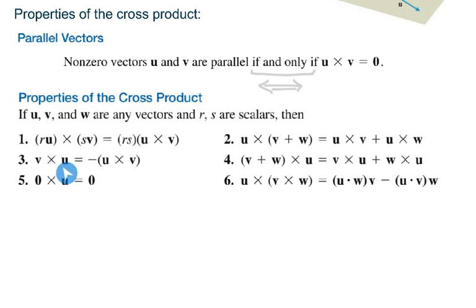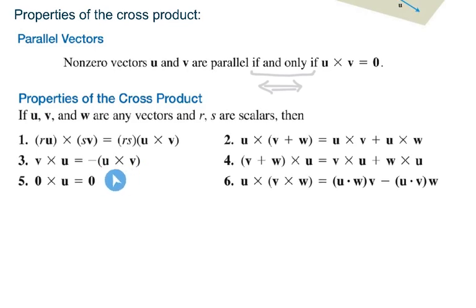v cross u is equal to the negation of u cross v. I think that's important to note. That's also letting us know that u cross v is not equal to v cross u, so the order matters when you're calculating this cross product. In my opinion, 4 is essentially the same as 2. v plus w cross u is v cross u plus w cross u.